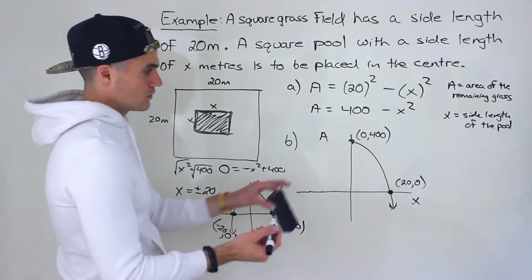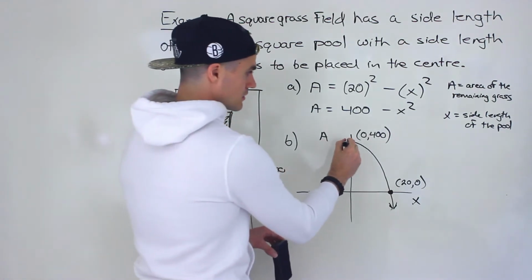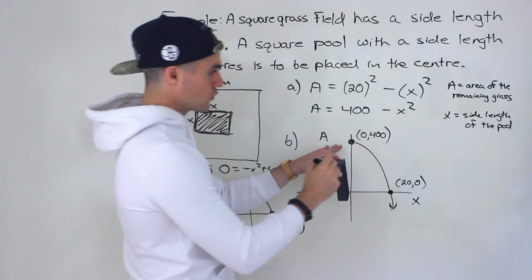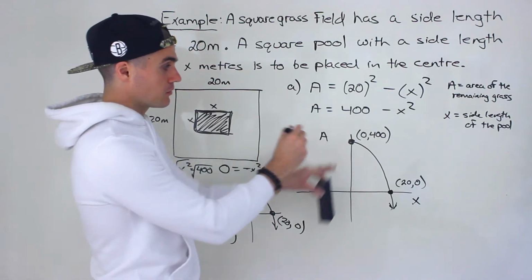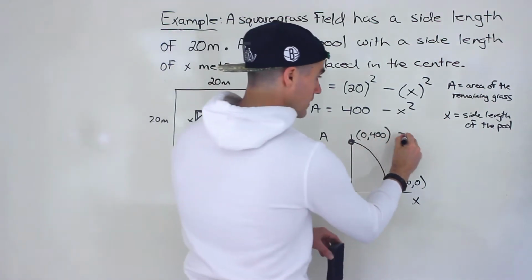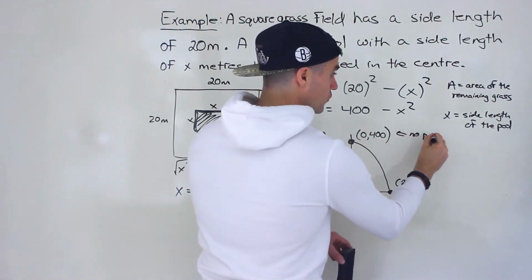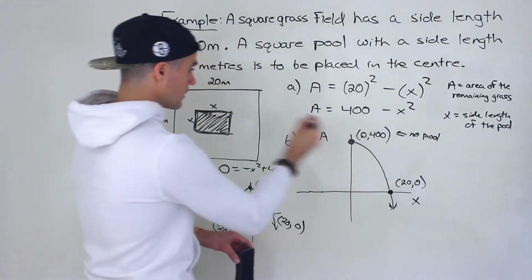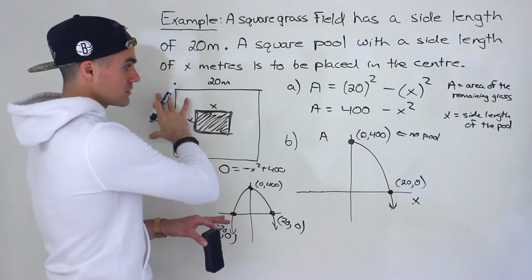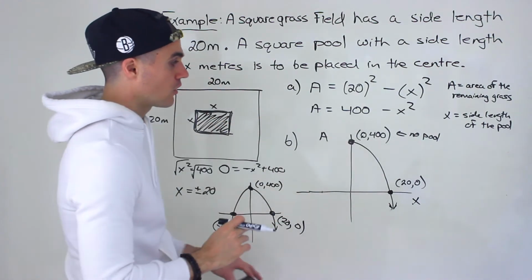Okay, now, I just want to go into a little bit of detail. We mentioned what this y-intercept means for this word problem. This y-intercept, this point here, represents no pool, right? If the pool has a side length of 0, then the area of the remaining grass is just going to be the total grass field. There's not going to be any pool there. It's going to just be that 400.